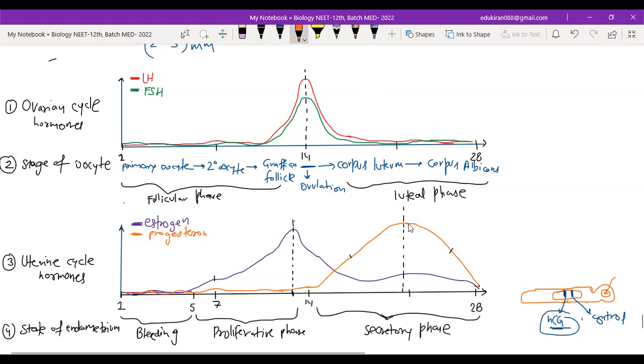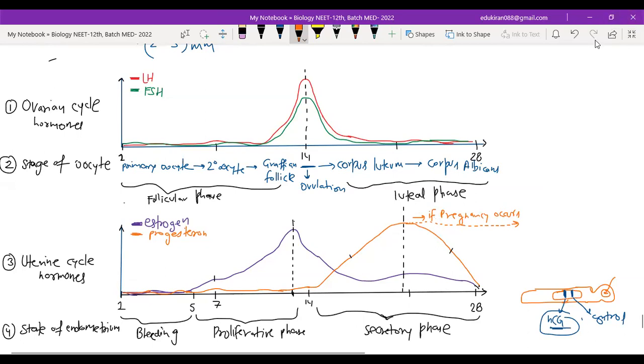So if pregnancy occurs, then the graph of progesterone will not go down and it will just sustain like this for 9 months, if pregnancy occurs. Is the graph clear, everyone?